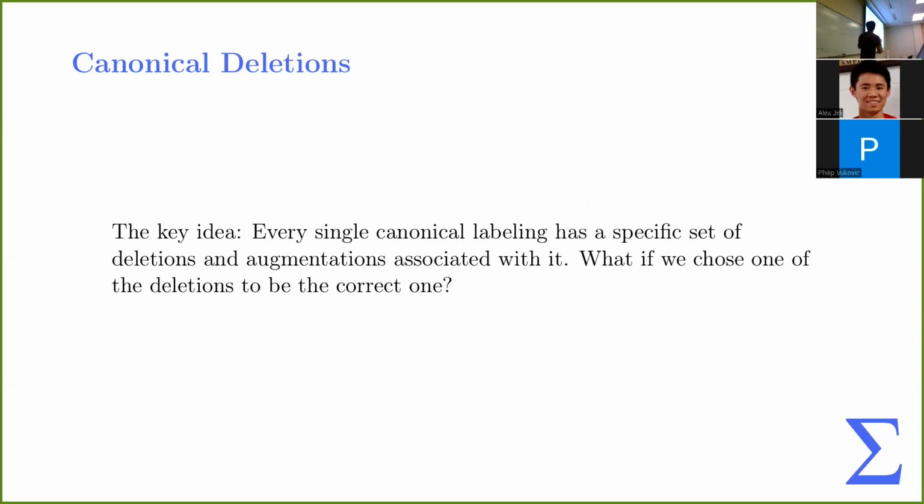So then we get to the key idea of this graph search approach, which is canonical deletions. Every single label that we've got, like a graph with A, B, C, D labels, has a set of associated augmentations and a set of associated deletions, right? So we can take the graph A, B, C, D. We can add a node to A, we can add a node to A, B, whatever. And for the deletions, we can say let's take off node A, let's take off node B, take off node C, take off node D. What if we pick one of those deletions to be the only deletion we do? That is the correct, quote unquote, deletion.